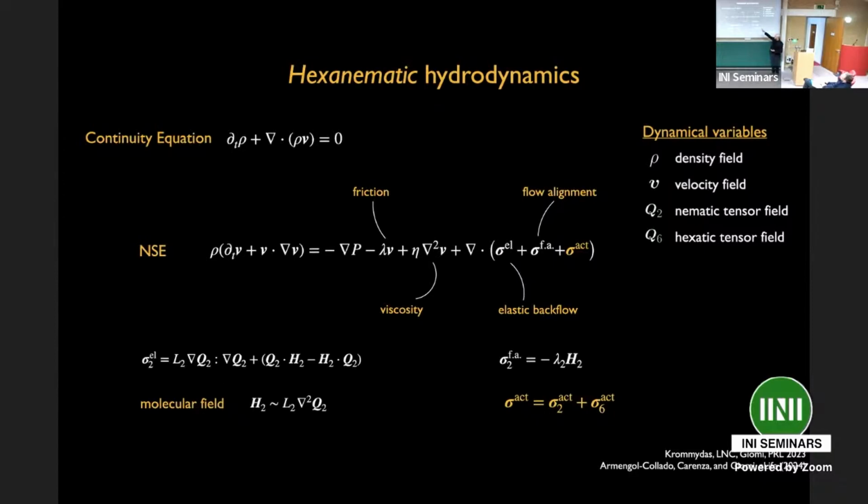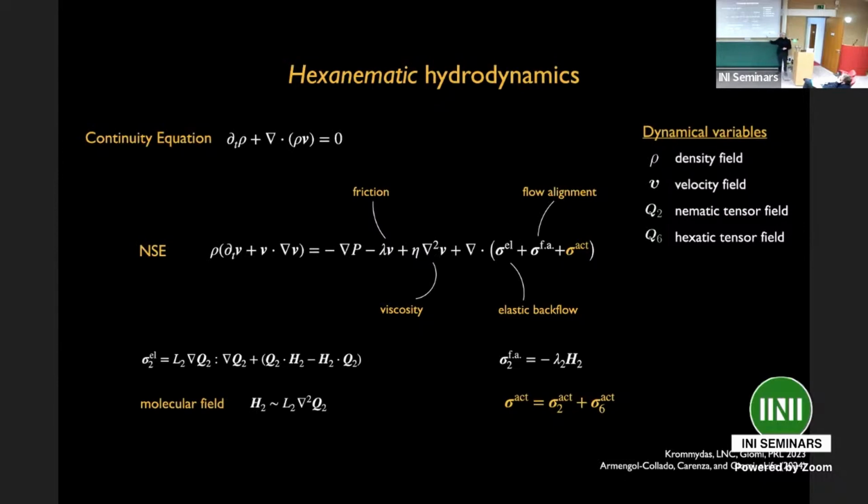So again, I have a pressure term, a friction term, eventually viscosity, and some stress which accounts for the elasticity of the liquid crystal and the flow alignment of the liquid crystal. But this time, this term will actually be both for the nematic and for the hexatic liquid crystal. So all of these stress tensors can actually be split into a nematic and a hexatic part.